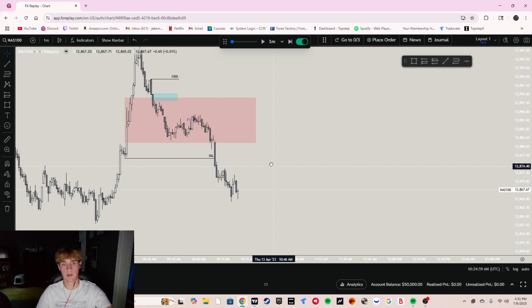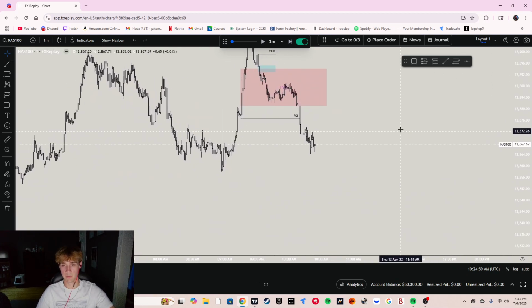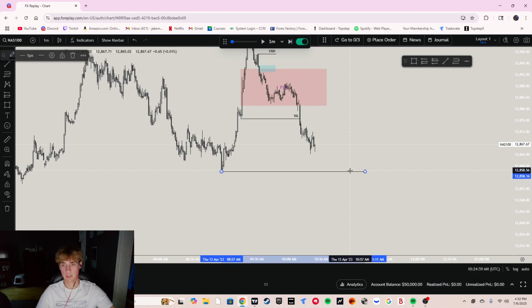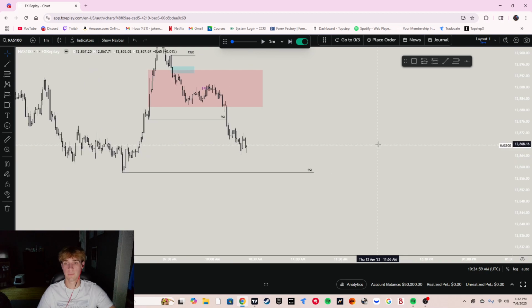Alright, so we are moving lower, and that's why we always stay patient. So now we do have this draw down here. We can wait for it, not trying to rush anything.